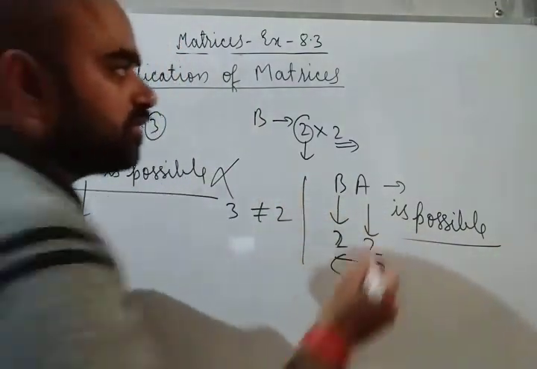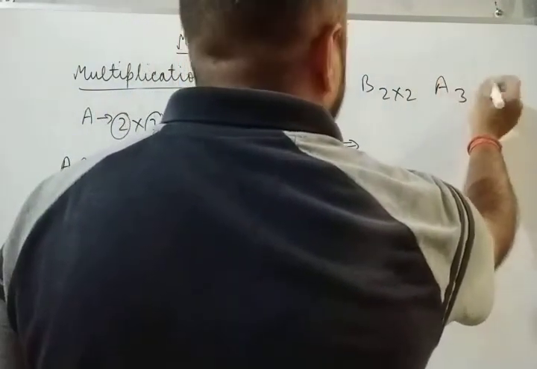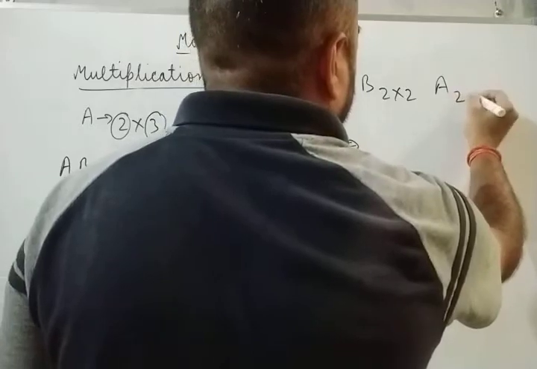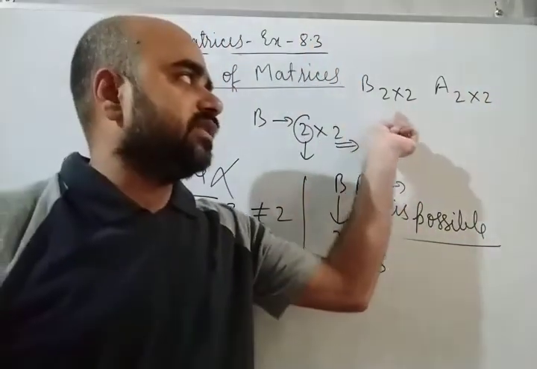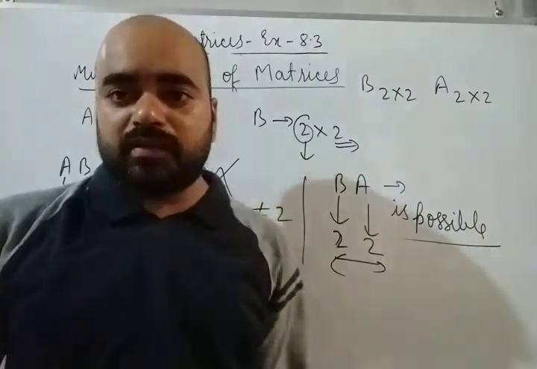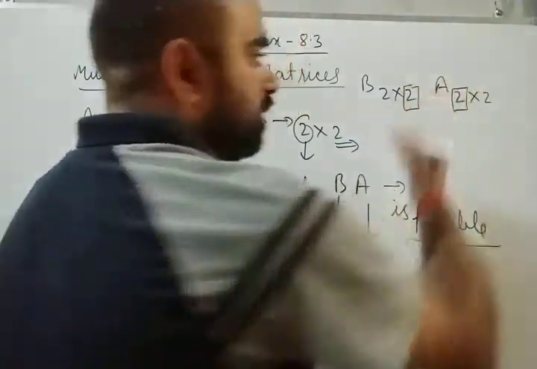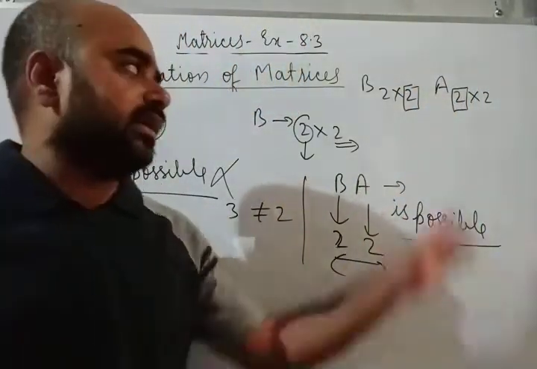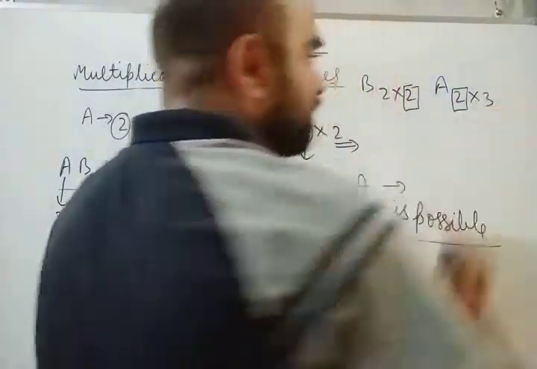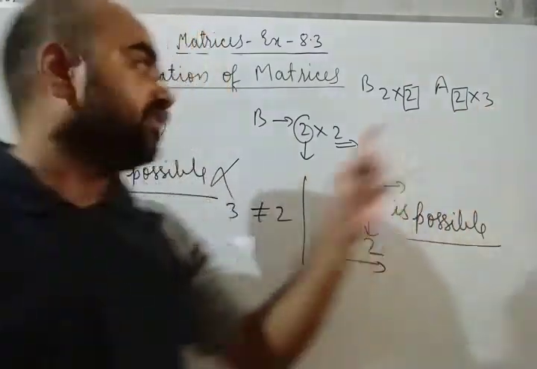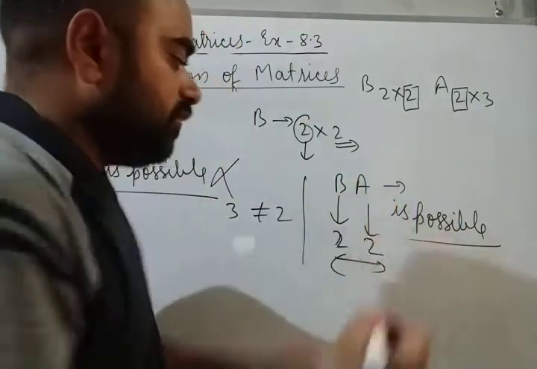If there is confusion, you can write like this. First you write B and then you write A, because you have to find BA. You write the first matrix first, that is B, and then the second matrix. The number of columns in the first matrix is equal to the number of rows in the second matrix, and you can see both are the same, 2 and 2. It means BA is possible.